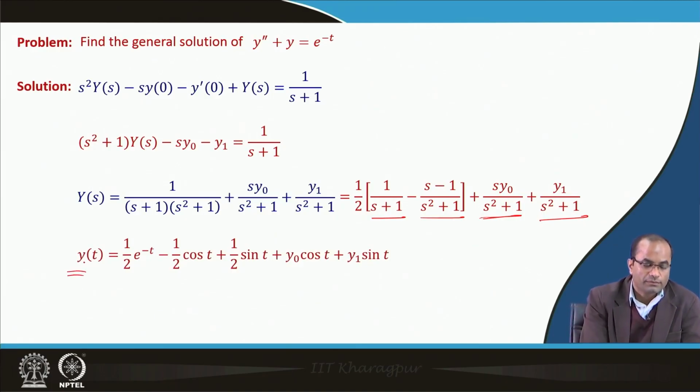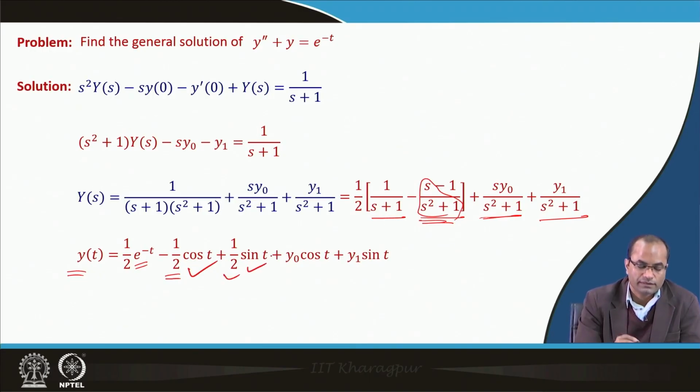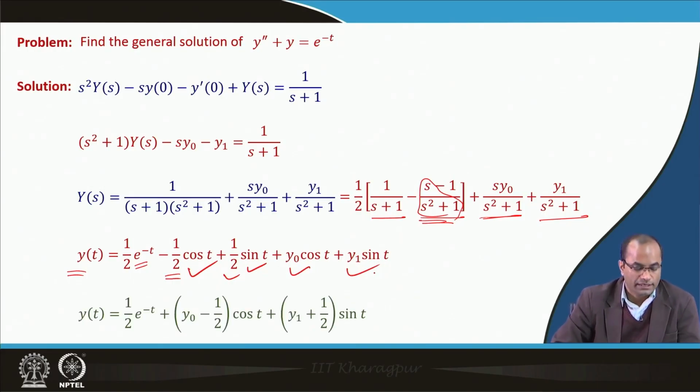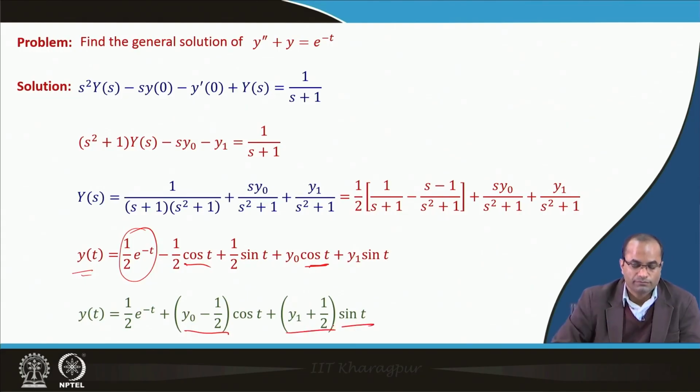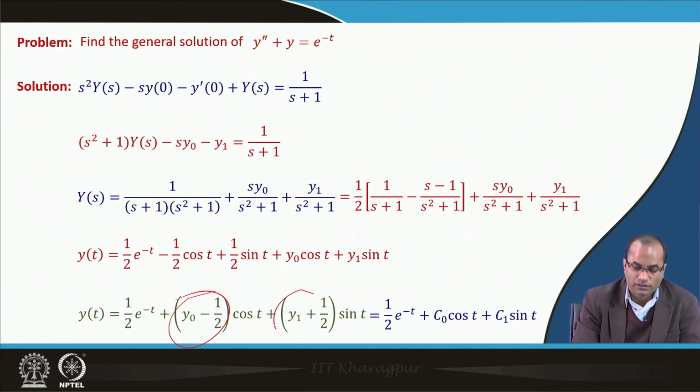Taking the Laplace inverse, we will get 1 by 2 e power minus t. Here also we will get 1 by 2 with a minus sign, and s over s square plus 1 will give cos t. Then again we have plus half sin t, we have y naught cos t, and we have y 1 sin t again. So finally, y(t) is equal to half e power minus t, and then cos t will have y naught minus half, and sin t will have y 1 plus half, which can be treated as another constant, c naught and c 1.